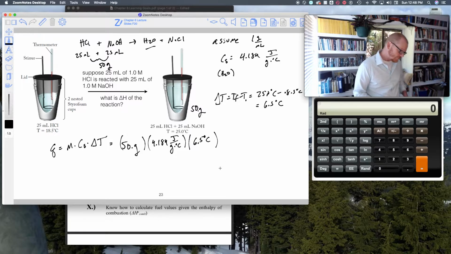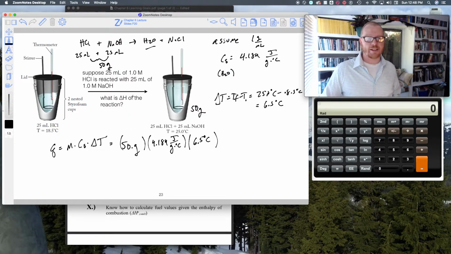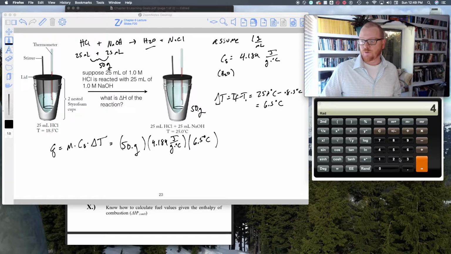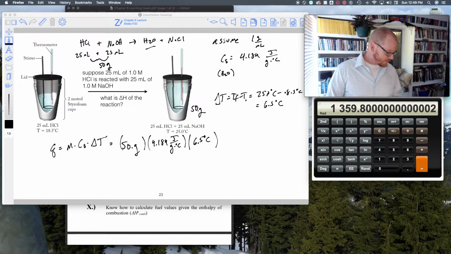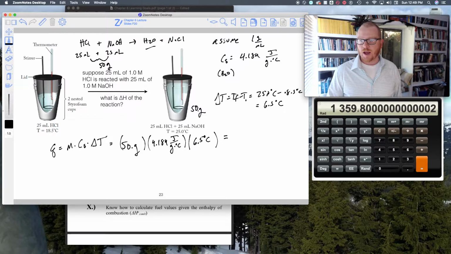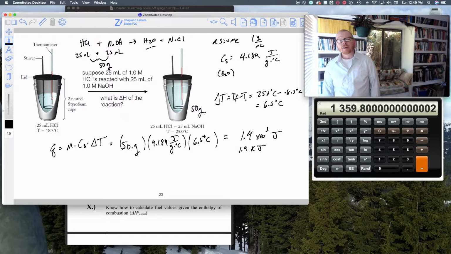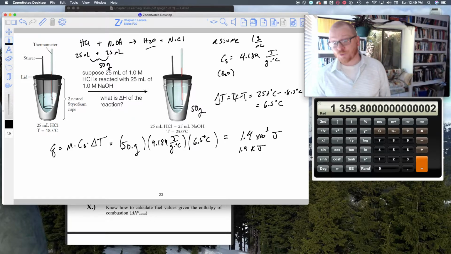So now when I calculate this, 50 times 4.184 times 6.5, that comes out to 1, 2, 3... so using 2 sig figs, 1.4 times 10 to the 3 joules, which is the same as 1.4 kilojoules. So now that's how much heat was released.